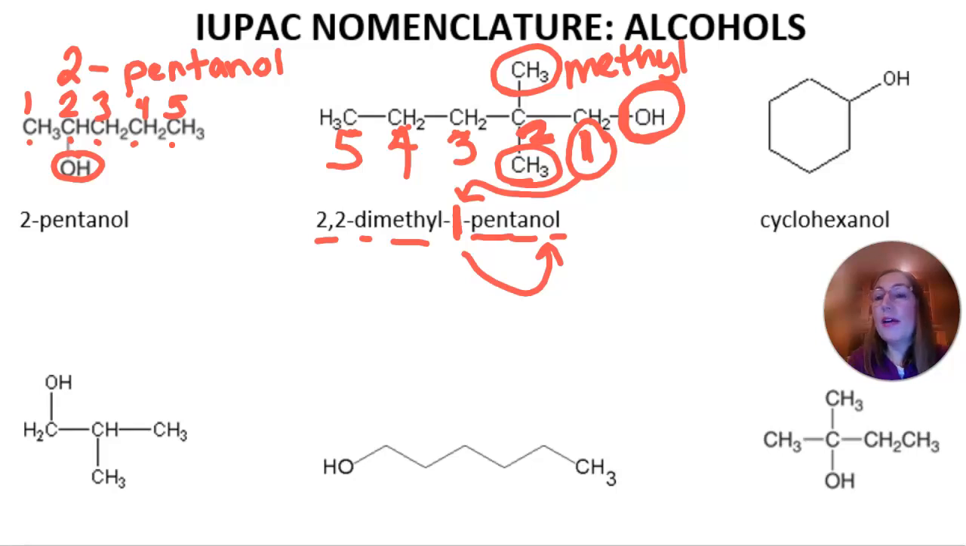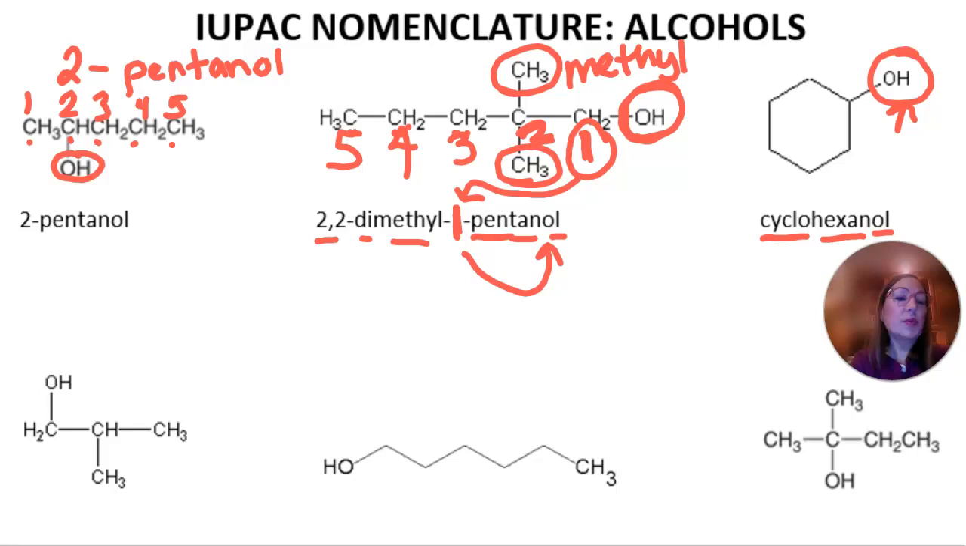Let's look at the next one. We have a hexagon ring, and off of the hexagon is an OH. So we learned that that hexagon ring was just cyclohexane. Well, we're not going to end it in an E anymore. We're going to end it in "ol" for the alcohol, or cyclohexanol. And we don't need to number that ring when there's just the 1 group on it. So we just call it cyclohexanol.